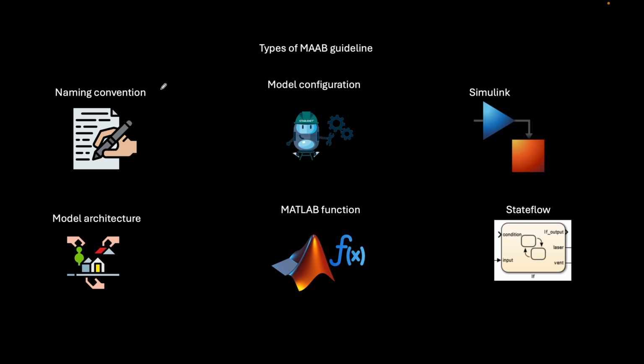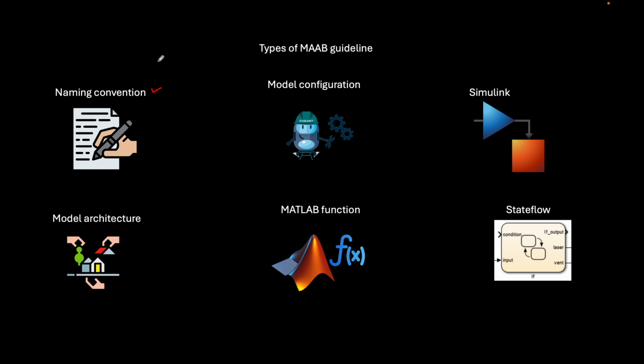So the first chapter that we have in the MAAB guideline is the naming convention. So here, basically we deal with how we should give names to different signals, how we should give names to the project directory or any directory that we are dealing with, and how we should name our MATLAB script file, and how we should give names to the function files, and when we create objects, how we should give the names. So all those things.